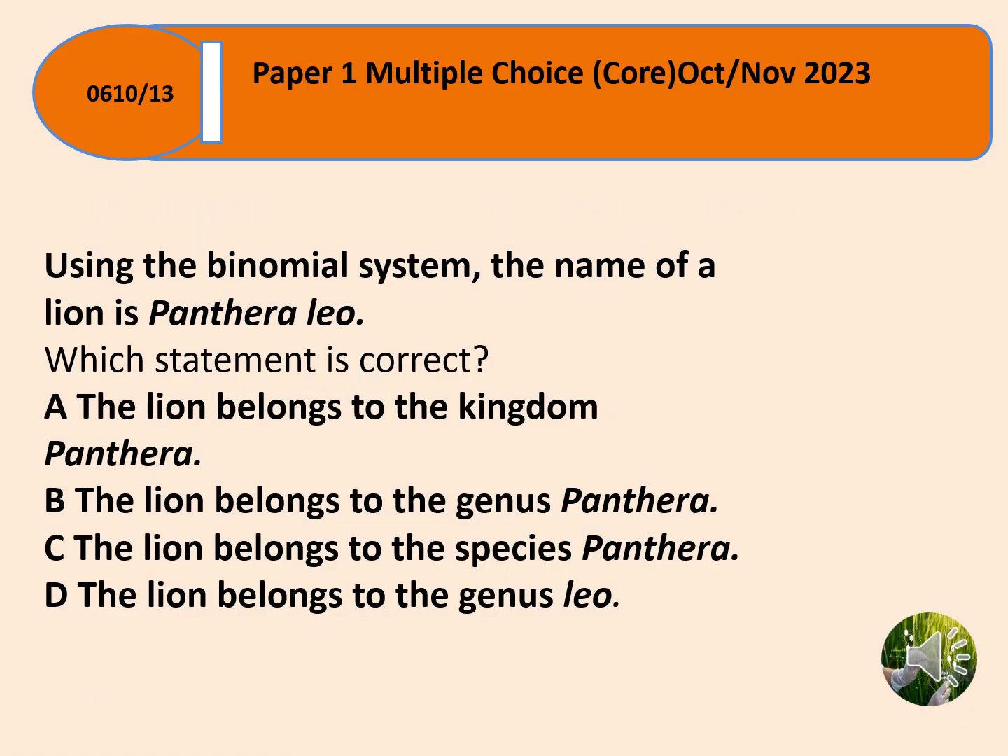It's a multiple choice question, October-November 2023. Using the binomial system, the name of a lion is Panthera leo. Which statement is correct? A, the lion belongs to the kingdom Panthera. It is not correct. The lion belongs to the animal kingdom. B, the lion belongs to the genus Panthera. That is correct, because in the scientific name, the first one is the genus name, which is Panthera. So the correct answer is B.